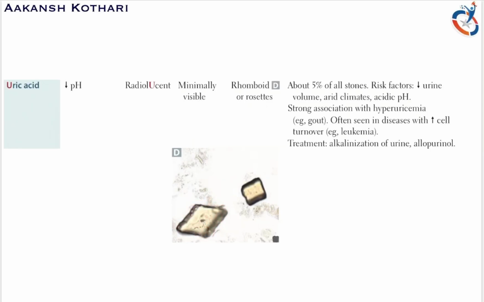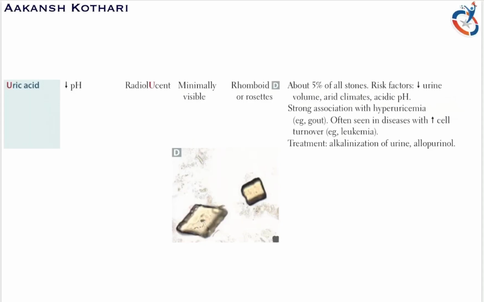This is the third most important and the third most common type of stone, which occurs in 5% of the patients. The risk factors include decrease in the urine output or arid climates. If any question presents with a demography of arid climate, then it relates to uric acid stone. It is majorly associated with a decrease in the pH, that means acidic pH, and has a very strong association with hyperuricemia, which occurs in gout.